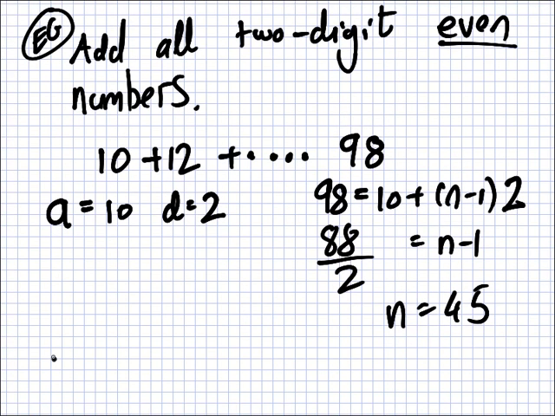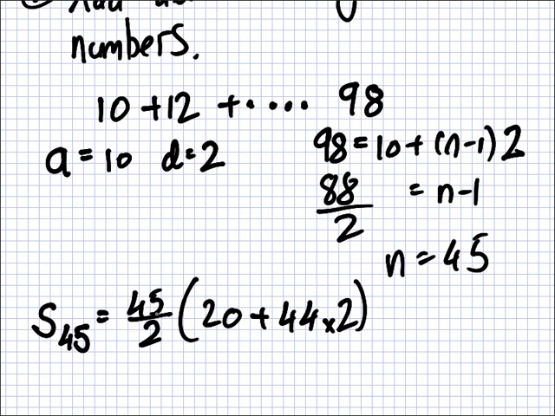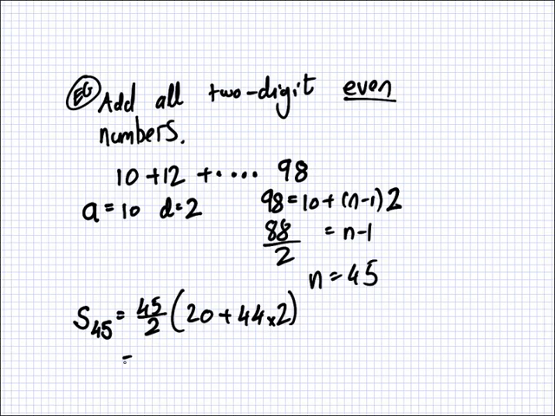So the answer, S45, is N over 2, 2A plus N minus 1 times 2. So what's that equal to? Let's see, no calculator. 45 over 2, 20, well that's, what is it? 2430.